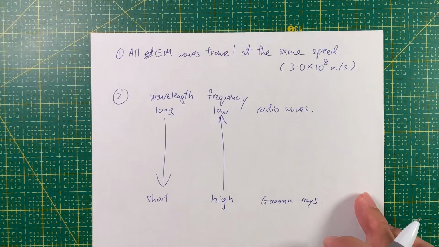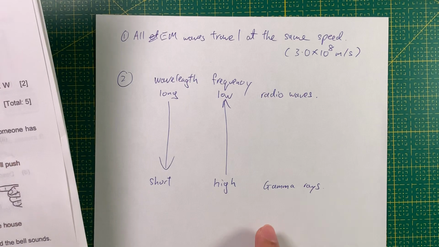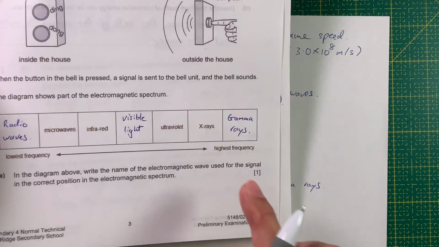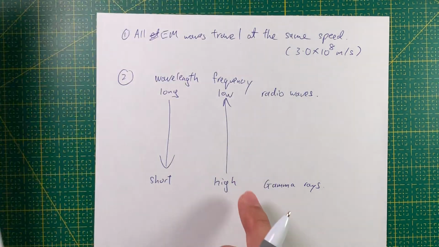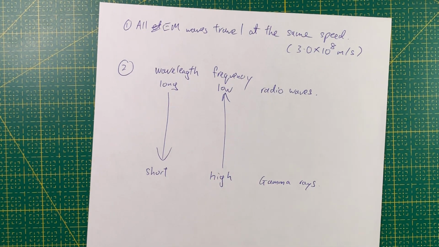Okay, so if you go back to this, the frequency is a representation here. Gamma rays will have the highest frequency, which is shown inside your question. But at the same time, gamma rays will also have the shortest wavelength. And that's how we actually got to this answer itself.